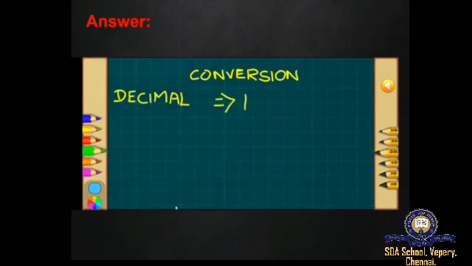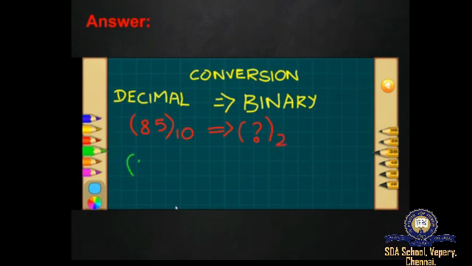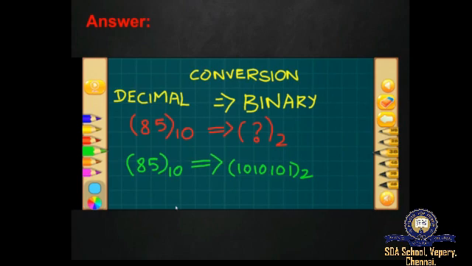What we find for the second question, that is decimal number 85. We have found the binary equivalent for 85 is 1 0 1 0 1 0 1. Can you say along with me? 1 0 1 0 1 0 1. This is our binary equivalent number for 85, that is the decimal number. Now we finished two sums.